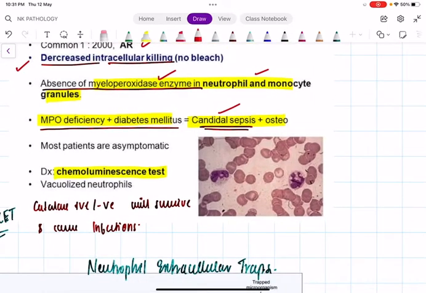Remember, here both catalase positive and catalase negative organisms will cause infections. In chronic granulomatous disease, myeloperoxidase is normal, that is why catalase negative organisms are killed. Here, since the myeloperoxidase is absent, both catalase positive as well as negative organisms will cause recurrent infections. Most patients will be asymptomatic.